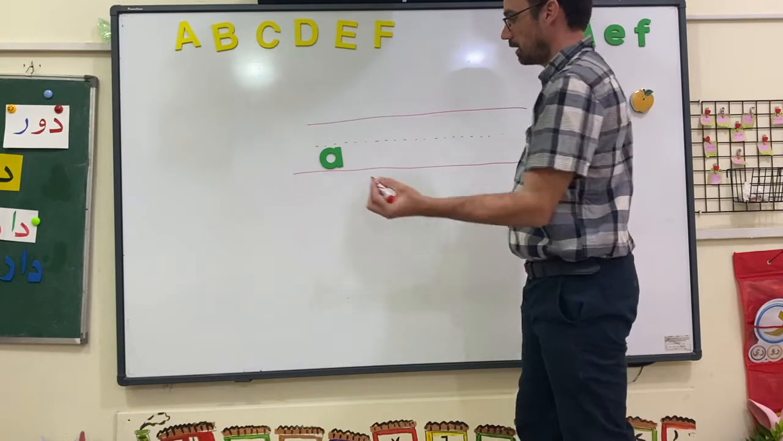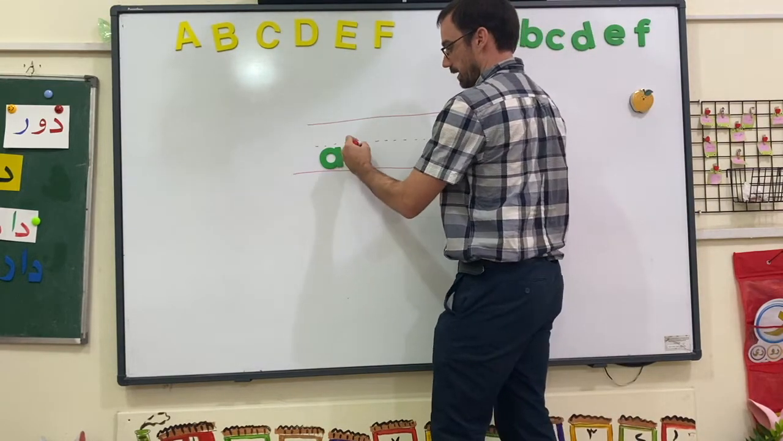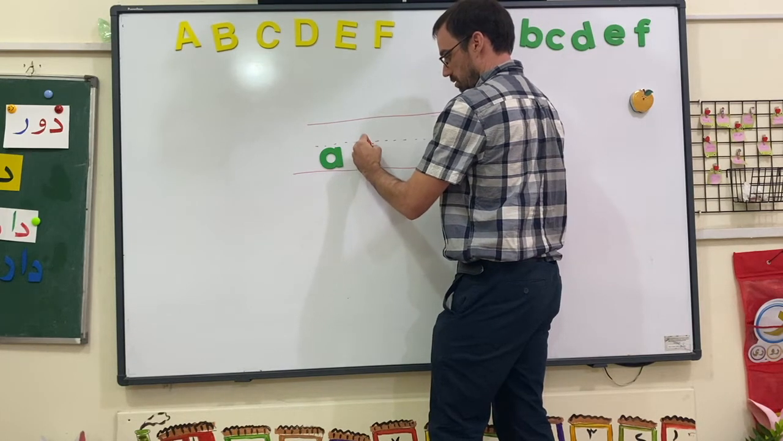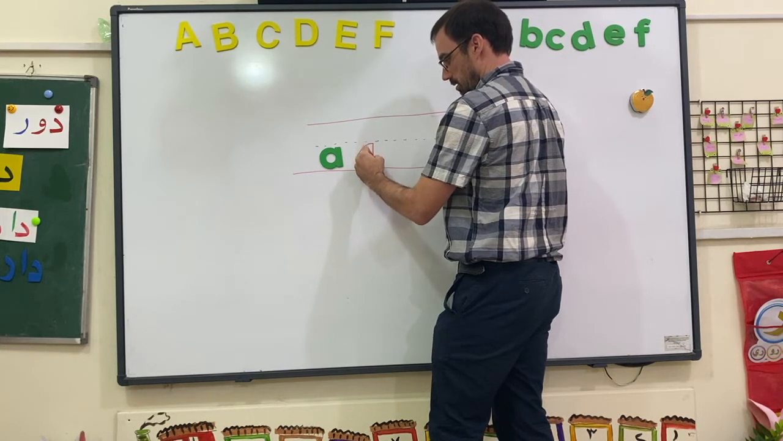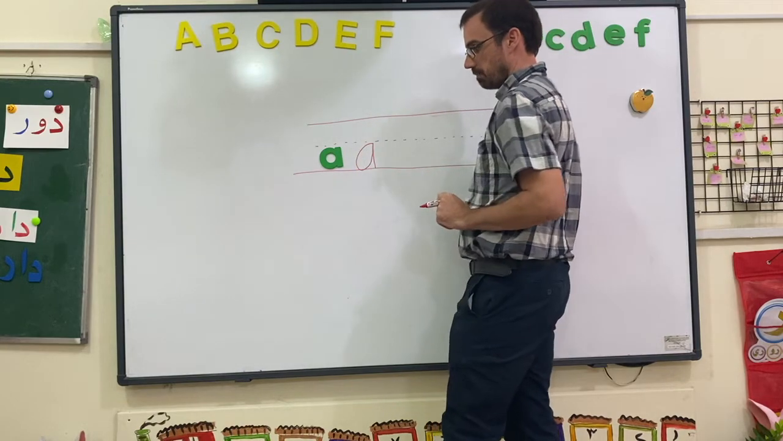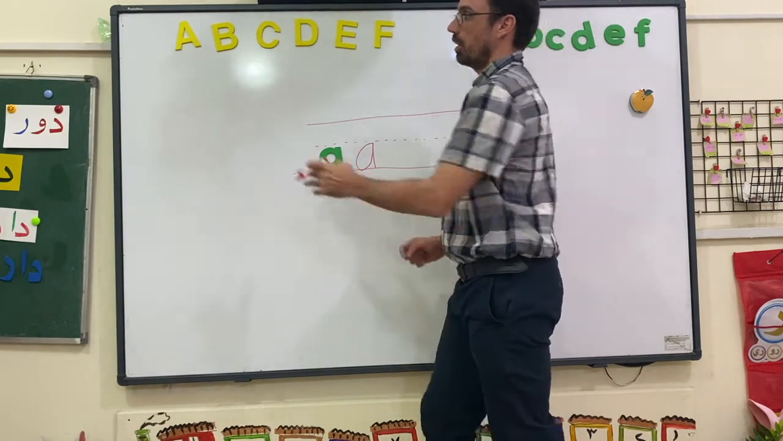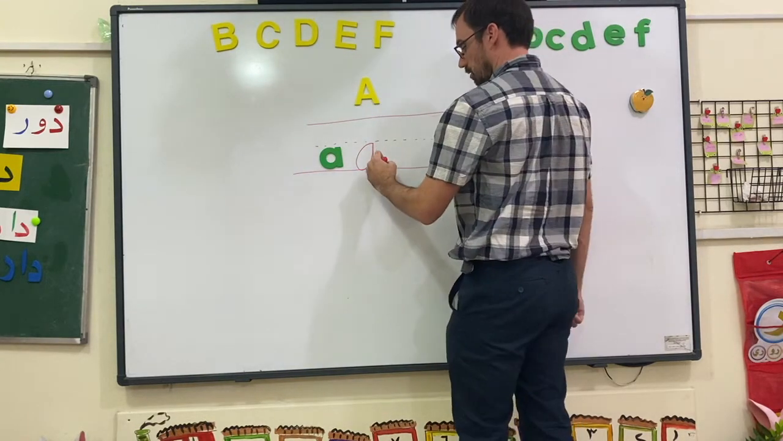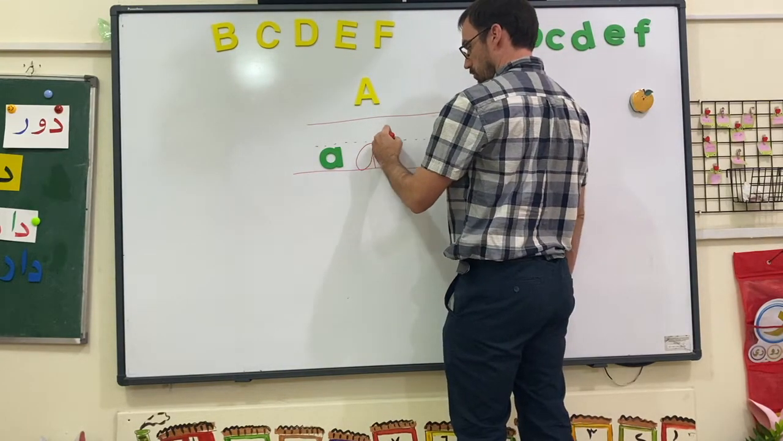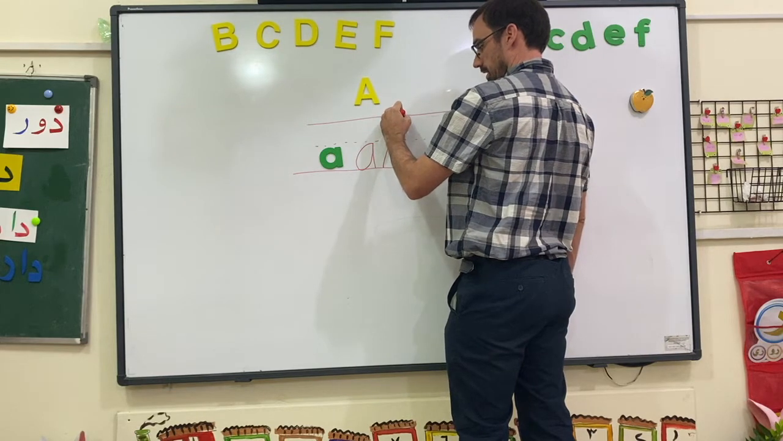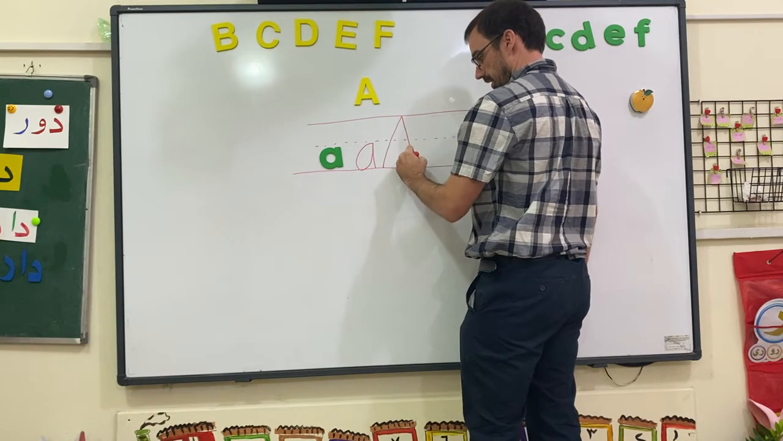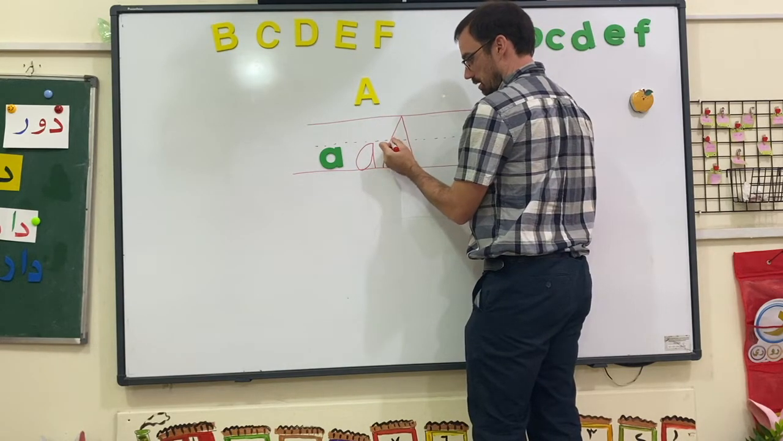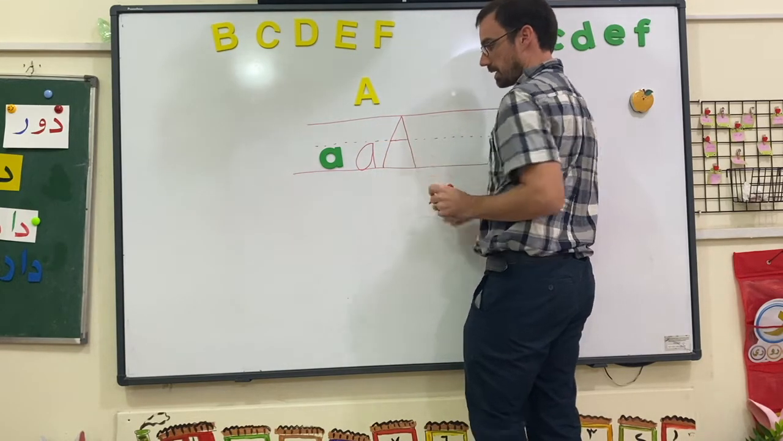A. To write the little letter A, you draw a circle, back to the top, straight line down. To draw the capital letter A, start at the bottom, slant line up, slant line down, like a mountain, line across. A.